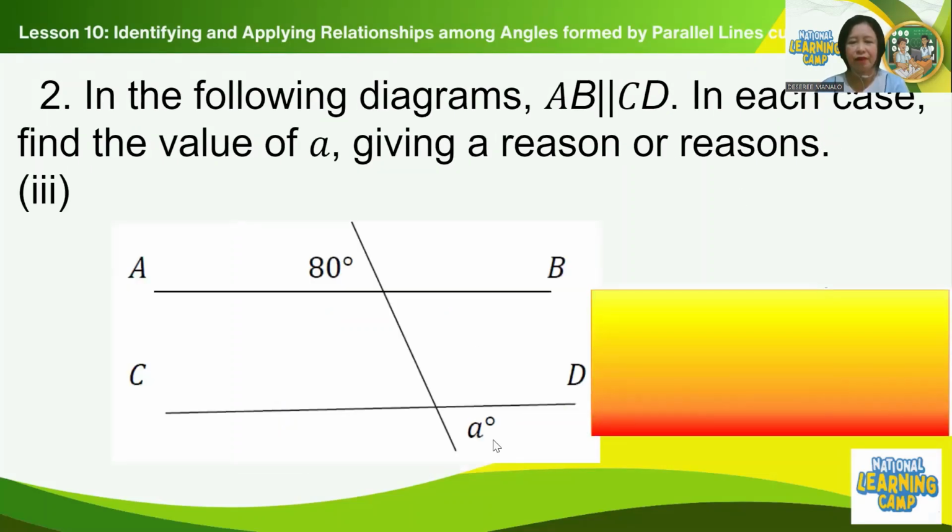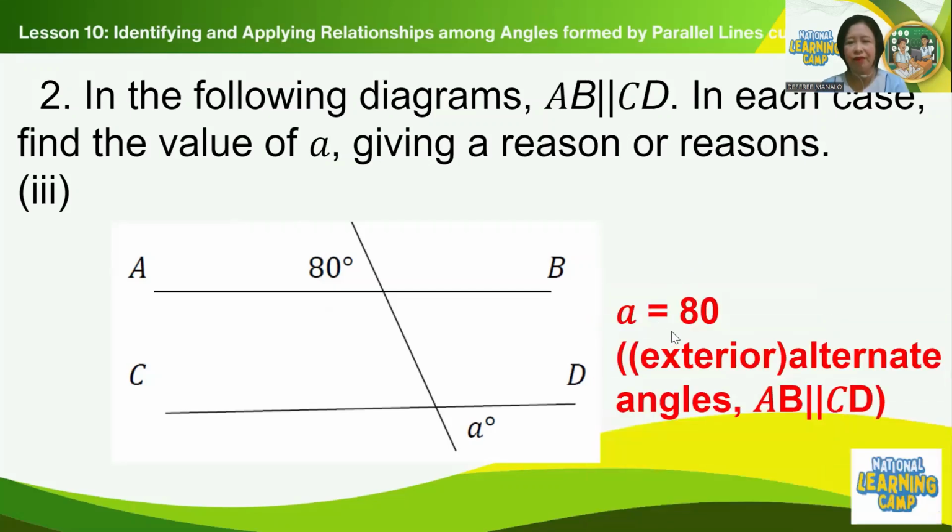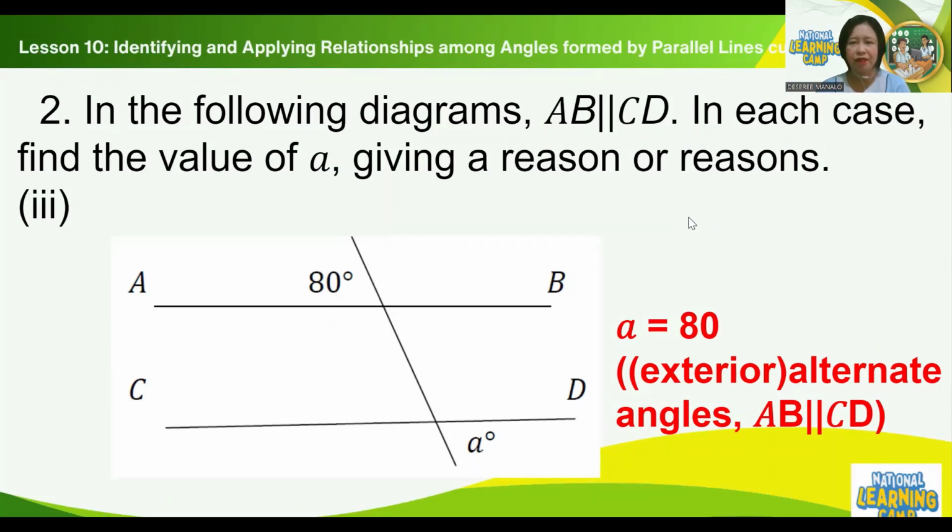Next, what is the value of A? The value of A is 80. Alternate exterior angles: as we all know, alternate exterior angles are also equal. I hope you answer all the items in our book.